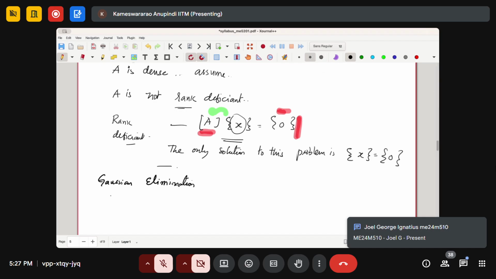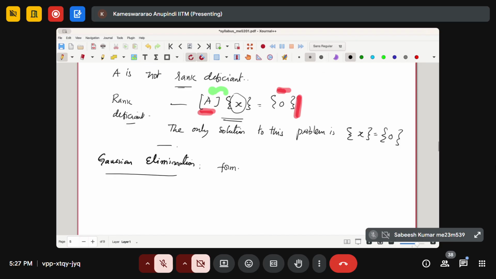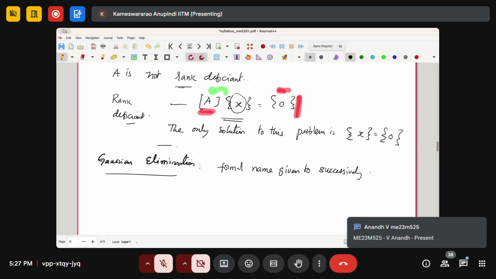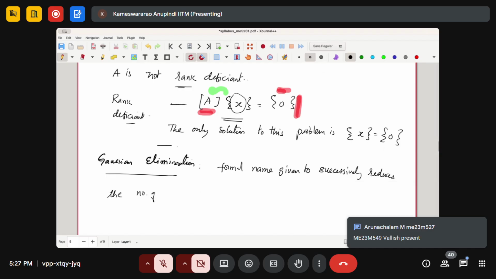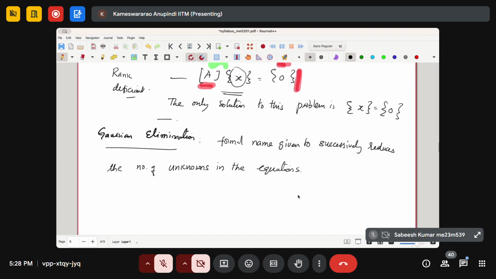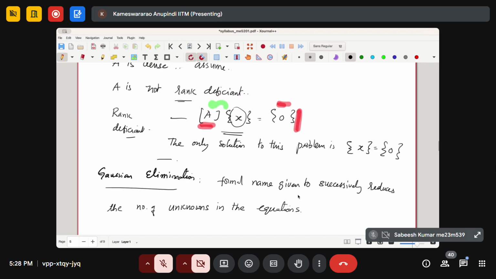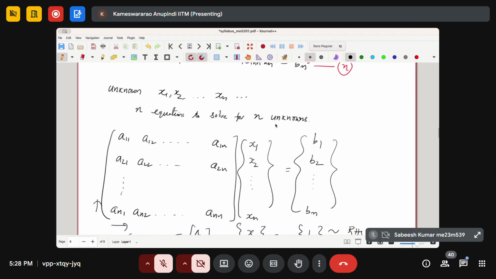I think this is better. Okay, so Gaussian elimination is basically a formal name given to a method that successively reduces the number of unknowns in the equations. Okay, what does this mean? That means it is going to successively reduce the number of unknowns in the equation. So what we're going to do is go back to this equation.